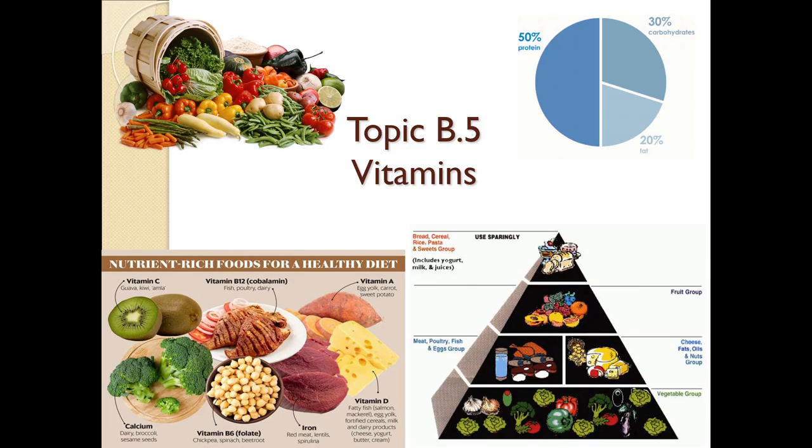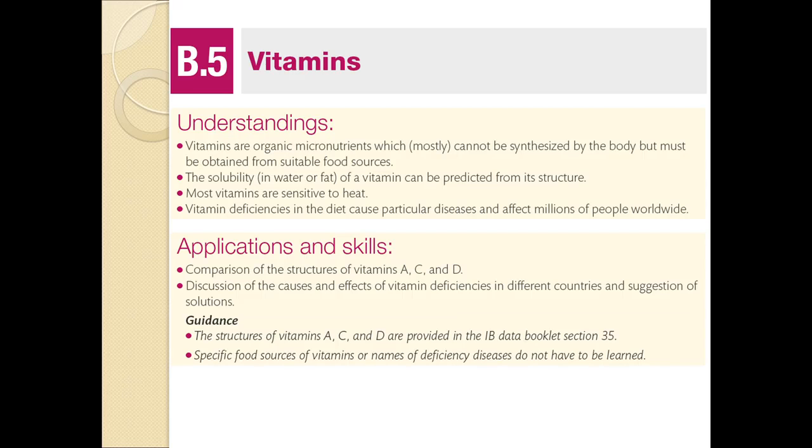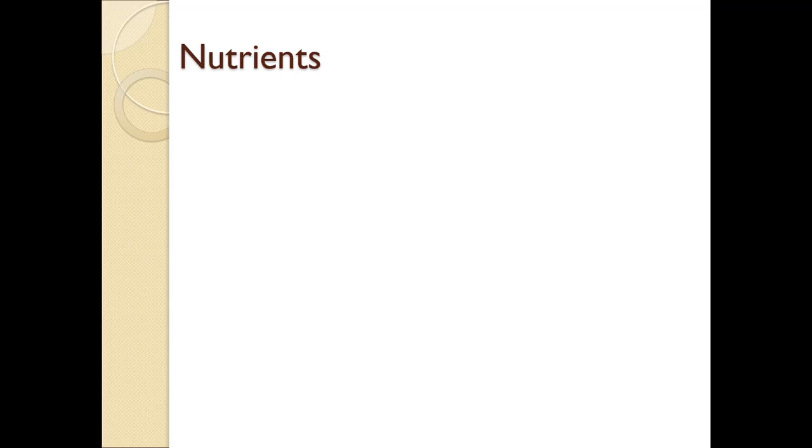The fifth topic we have to cover in SL Biochemistry is vitamins. This is quite a short section in your textbook. There are only 4 real bullet points we need to cover on this topic. Vitamins are a kind of nutrient.